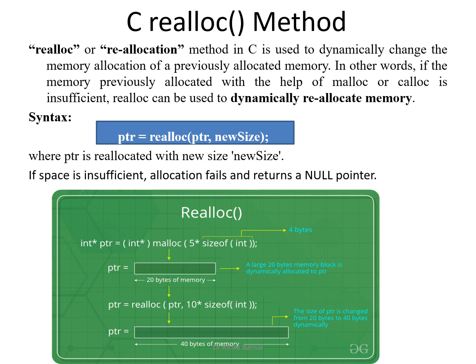Come to the syntax blue box. PTR is equal to realloc PTR, which was holding the old size, comma, the new size, which we want to assign now. If the space is insufficient, then the pointer will get a null pointer.